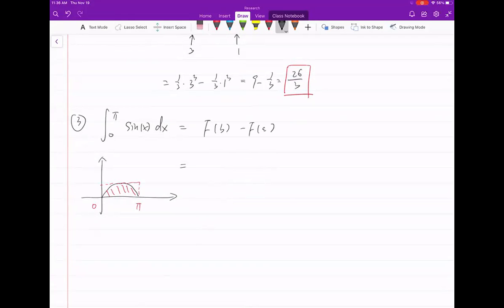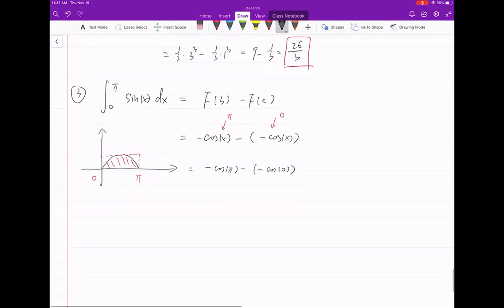Antiderivative of sine. That's going to be cosine with a negative. Ending minus starting. Okay, finally. The answer is 2.